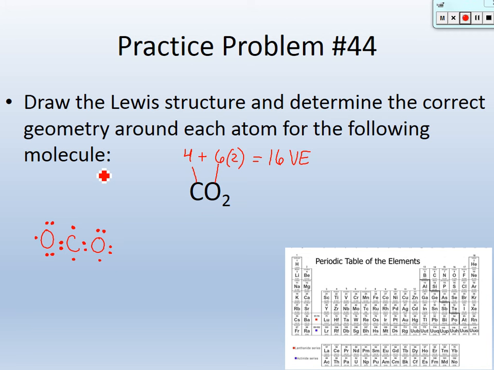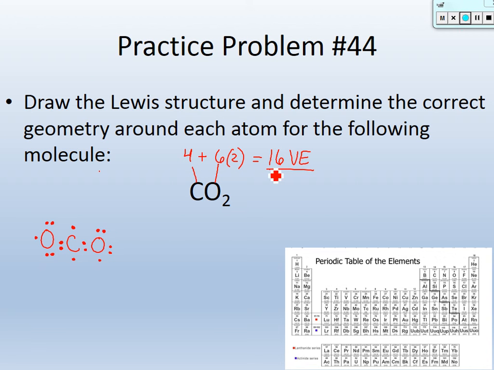Okay, now we're not done with our Lewis structure yet. We've got to make sure that they're obeying the octet rule. We've got to make sure that we have 16 valence electrons. How many dots do I have, guys? 1, 2, 3, 4, 5, 6, 7, 8, 9, 10, 11, 12, 13, 14, 15, 16.